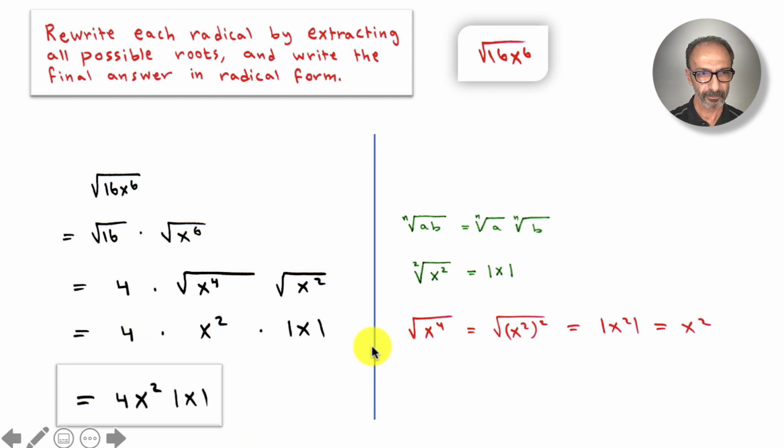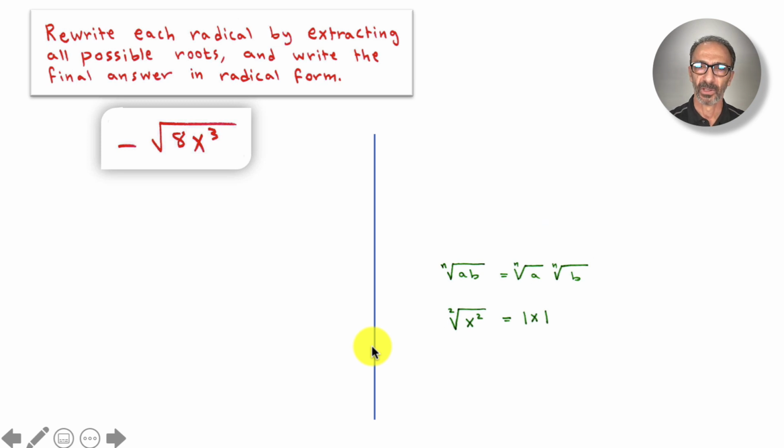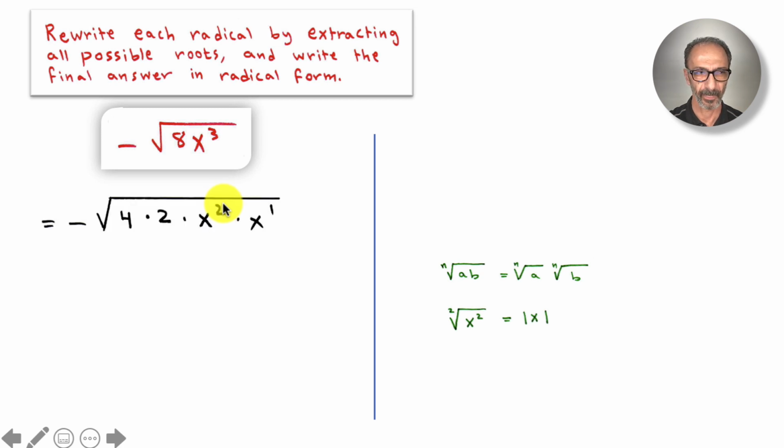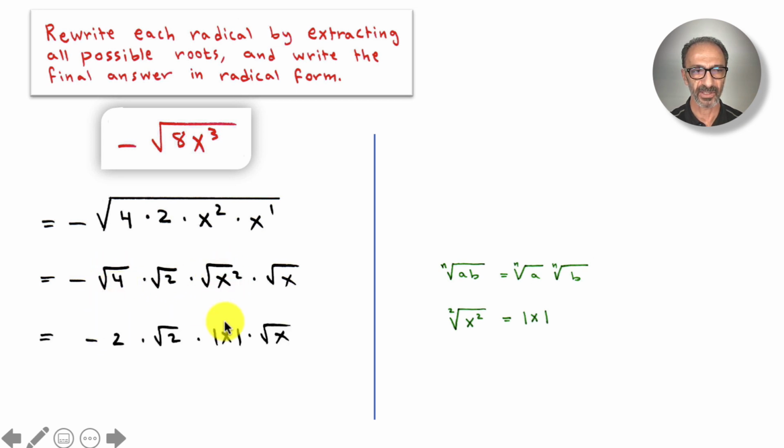One more. Negative square root of 8x cubed. Well, the 8 could be written as 4 times 2. And the x cubed could be written as x to the second times 1x extra. Now we could split this using this formula and go from there. We know this and we know this. That's a 2 and that's an absolute value of x. That cannot be extracted, we'll keep it. That cannot be extracted, we'll keep it.